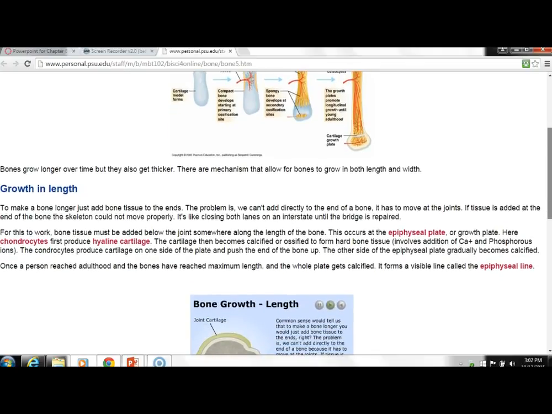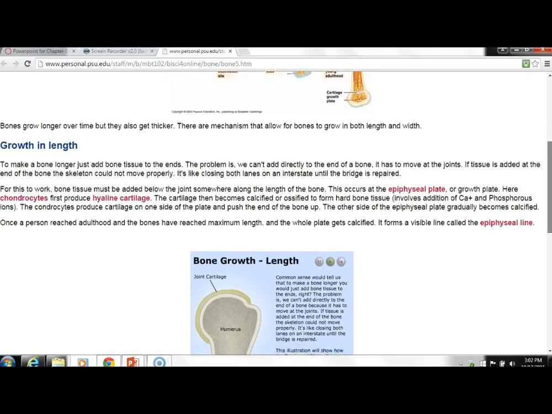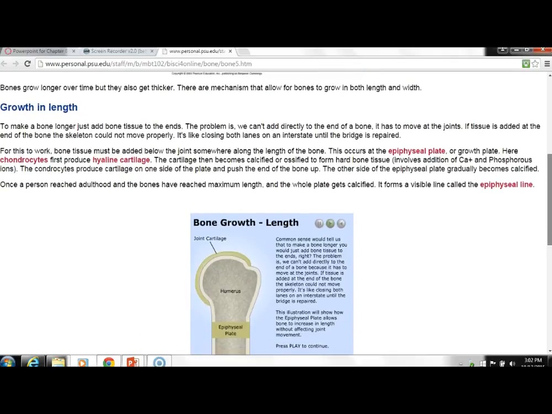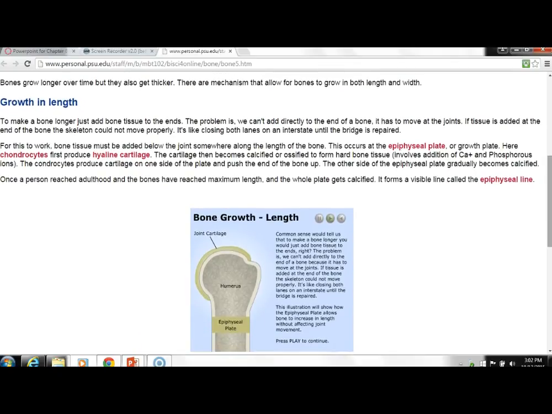Growth in length. To make a bone longer, just add bone tissue to the ends. But the problem is we can't add directly to the end of the bone. It has to move at the joints. If tissue is added at the end of the bone, the skeleton would not move properly. It's like closing both lanes on an interstate until a bridge is repaired. For this to work, bone tissue must be added below the joint somewhere along the length of the bone. It occurs at the epiphyseal plate or the growth plate.